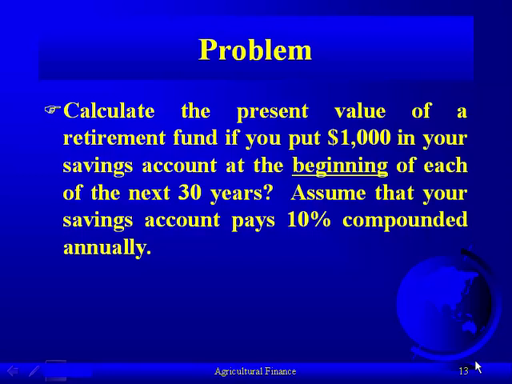And the way I've constructed this, we're going to look at this as a retirement, and we're going to say we're going to put $1,000 in a savings account drawing 10% at the beginning of each of the next 30 years. Okay, up till now we've always talked about putting things in at the end of the year. Now we're going to say what happens if it's at the beginning of the year.